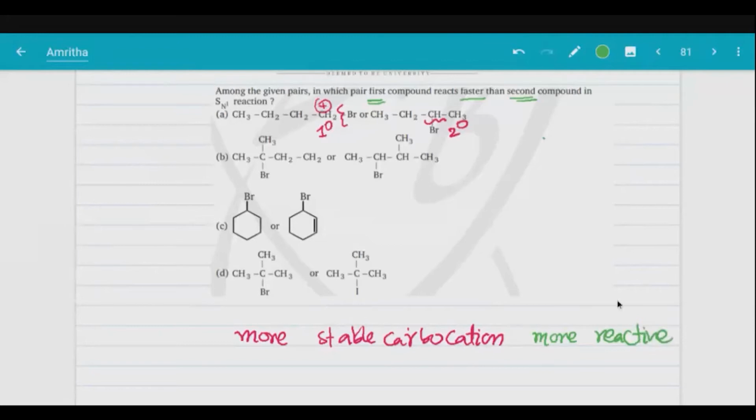The reactant, the alkyl halide RX, is more reactive. So what is the correct one? Primary, secondary. We can clearly see the secondary is dominating, because a secondary carbocation is formed here. The second compound is more reactive. But what we have to find is which compound reacts faster. See, the first compound reacts faster.